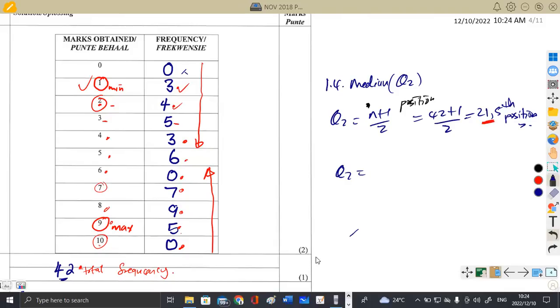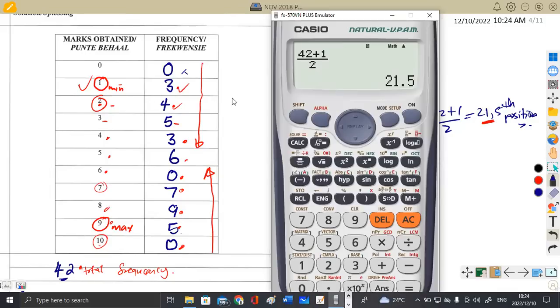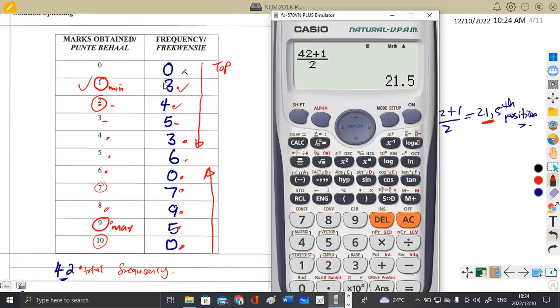Let's take these values aside. Remember, we need 21,5. So let's start from the top, going to the bottom. The first one is a 0, so there's no effect. 3 plus 4 is 7. We are still below 21,5. We add again, plus 5, which is 12. After 5, there is 3, which is 15.